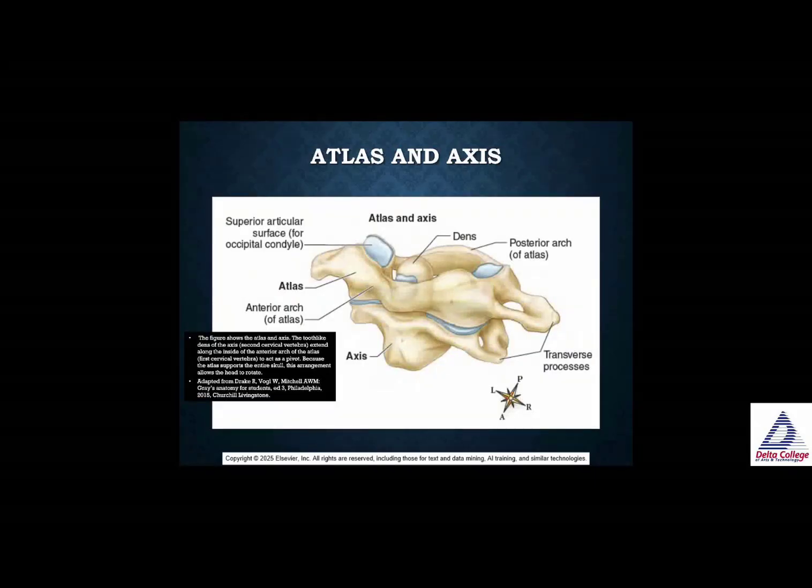This figure shows the atlas and the axis. The tooth-like dens of the axis, which is the second cervical vertebra, extends along the inside of the anterior arch of the atlas, which is the first cervical vertebra. So the atlas is C1, the axis is actually C2, and they pivot. So that is, again, why we can turn our head. This is adapted from a Gray's Anatomy image. I just wanted to show you up close what that looks like. Again, I don't expect you to be labeling this.